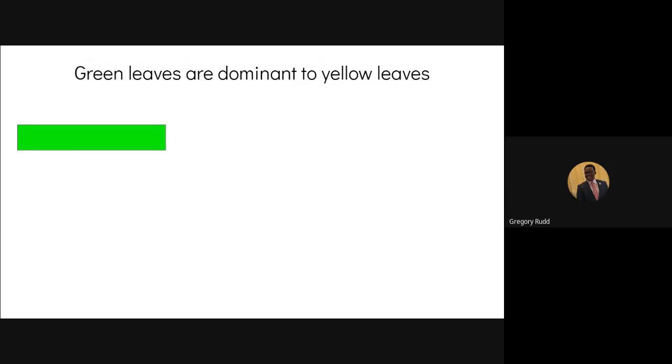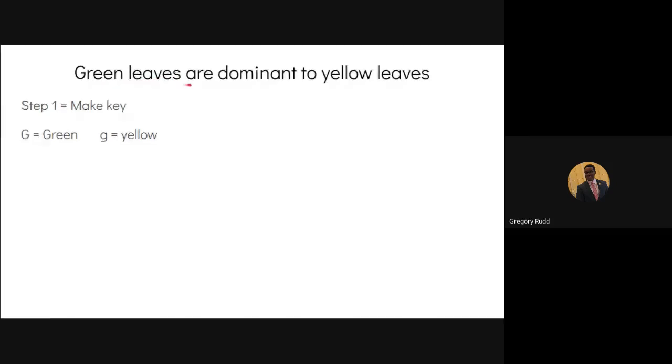Okay, so let's practice. We've got green leaves are dominant to yellow leaves. So our first step, as you all just wrote down, is to make a key. In this case, we choose the letter G. A capital G represents the dominant allele, and a lowercase g represents the recessive allele. Of course, the dominant allele results in a green phenotype, because green leaves are dominant to yellow leaves.